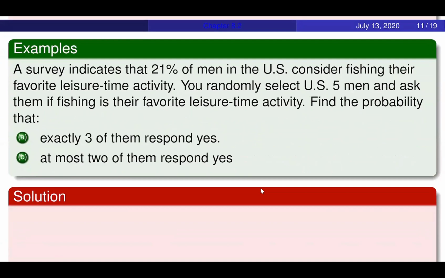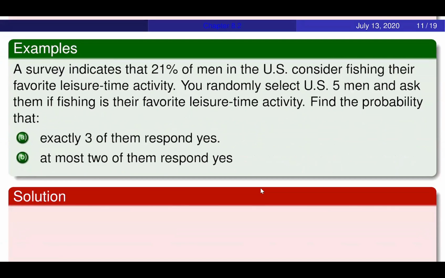All right, so for this next problem, it says a survey indicates that 21% of men in the US consider fishing their favorite leisure time activity. You randomly select 5 men and ask them if fishing is their favorite leisure time activity. Find the probability of exactly 3 of them responding yes and at most 2 of them responding yes.